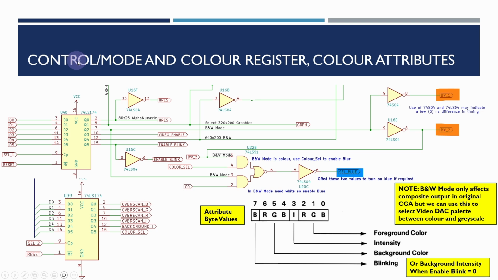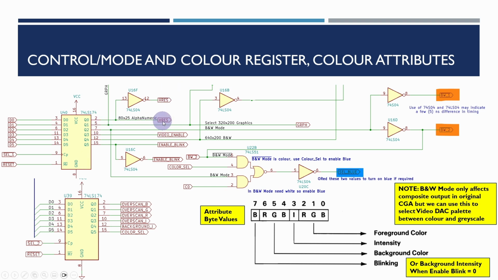So this is the extract of the control mode register and the color register, and also some information about the color attributes. On the original design, there were only 6 bits used for the mode register, and in fact it used a 74LS174 latch which had 6 inputs and 6 outputs. It did also have a master reset, which was using the main reset line, so this would go to 0 on the system reset. And you can see here that there are a number of the pins.